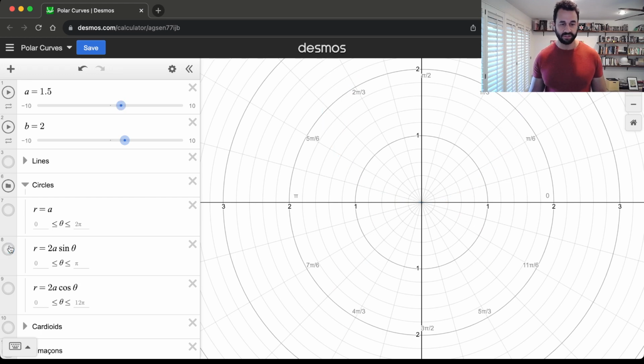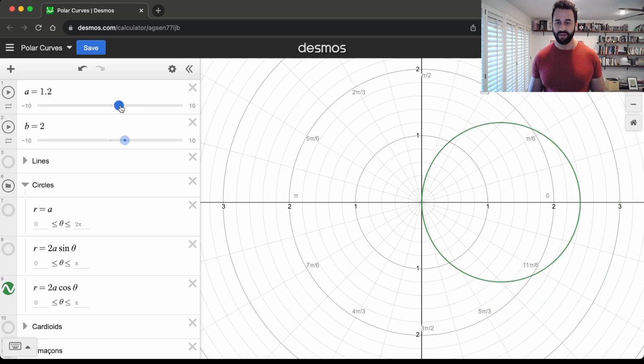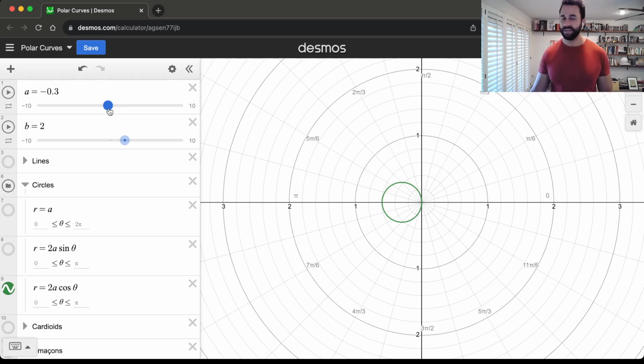Now let me make a positive again. Here are the other circles, 2a cosine theta. So with cosine, you'll still be tangent to the pole, but now you're going to be on the left or the right. If a is positive, then you're going to be on the right. If a is negative, you'll reflect over and be on this side. Not too bad, right? So those are circles and lines.